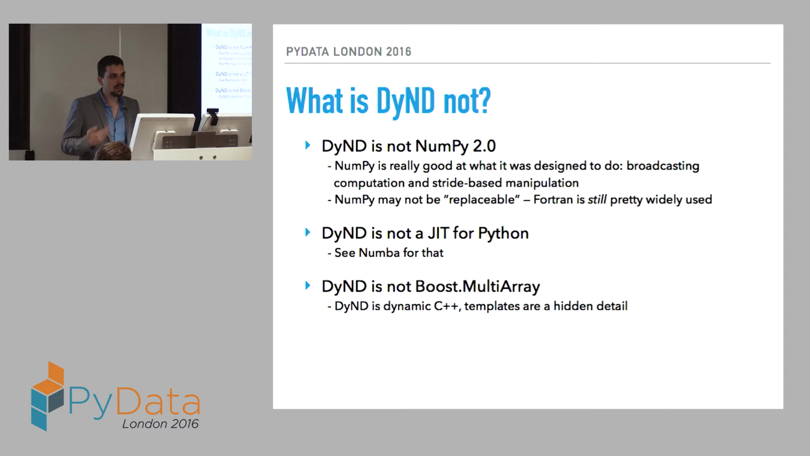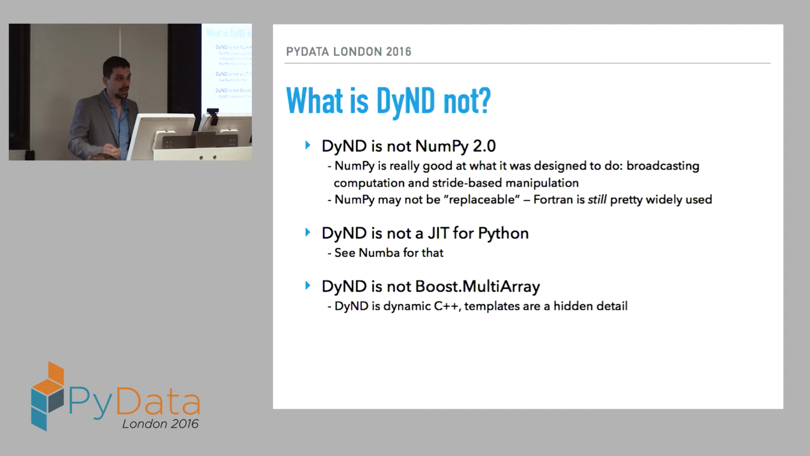So before I go any further, I just want to be clear about what DyND is not. DyND is not NumPy 2.0, whatever that may mean. NumPy is really good at what it was designed to do originally, which is basically computations with broadcasting and stride-based manipulation. It's extremely good at that particular thing, and you won't get a lot of improvement in those particular areas. It's the other areas, which tools like DyND and the other kinds of tools that Travis was talking about, where we might see improvements. And NumPy is the kind of thing that may not even be replaceable. I mean, Fortran is still extremely widely used, and it's very old.